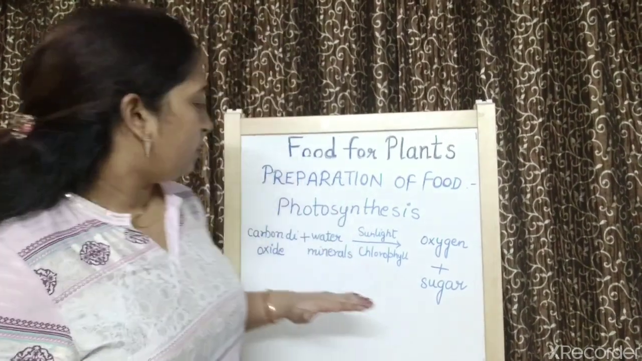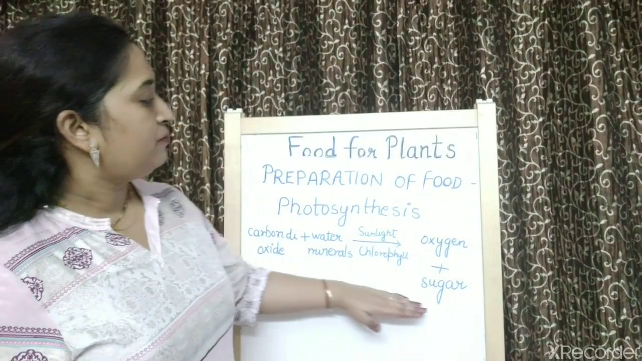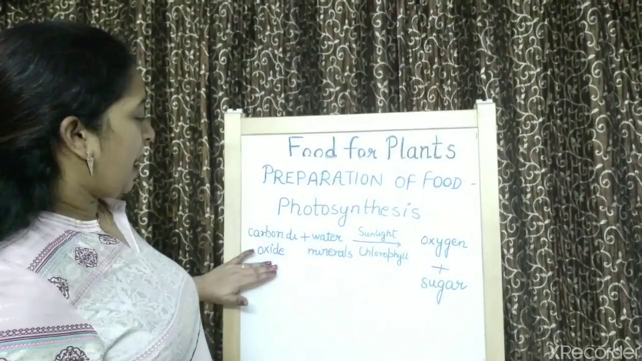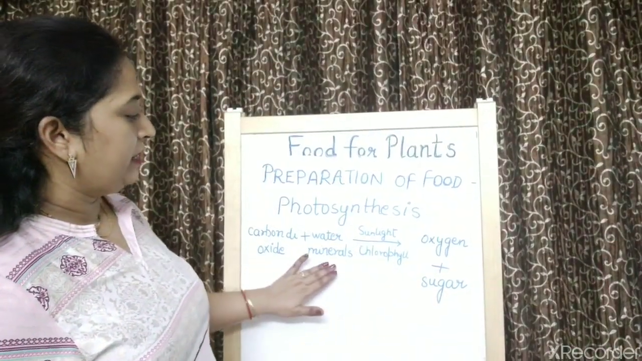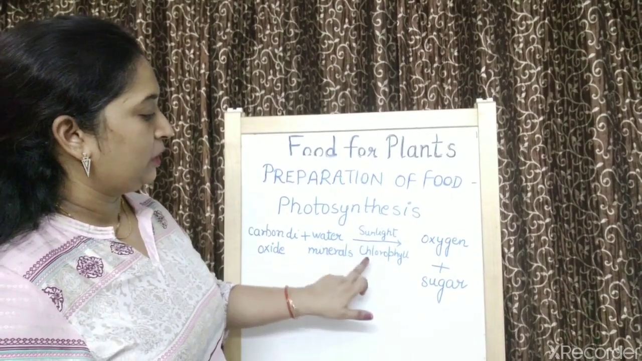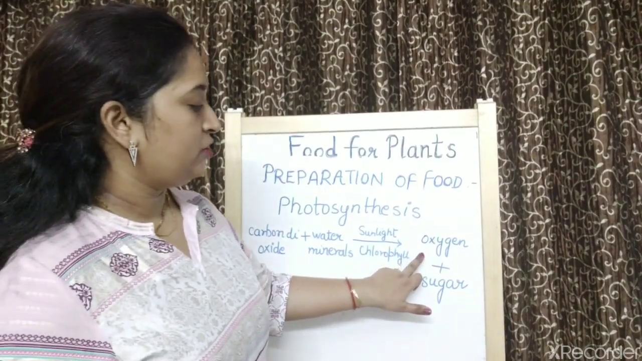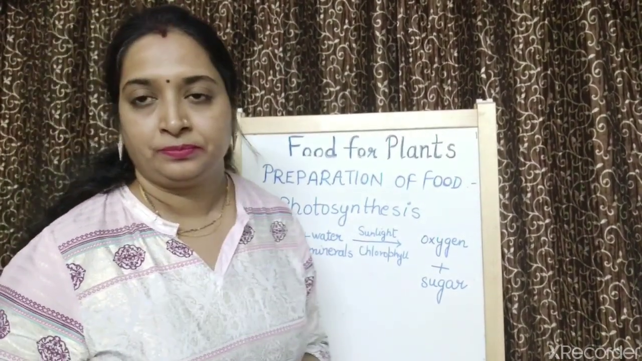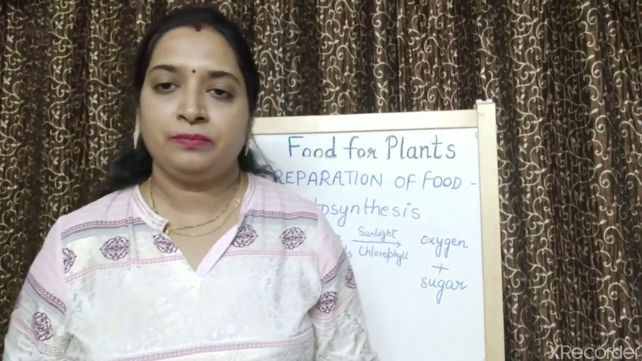But for now, what is the equation for photosynthesis? Plants use carbon dioxide, water and minerals. In the presence of sunlight and chlorophyll, they prepare oxygen and sugar. Right? So this was all about photosynthesis. Now you know all the things about photosynthesis. How do plants prepare food?